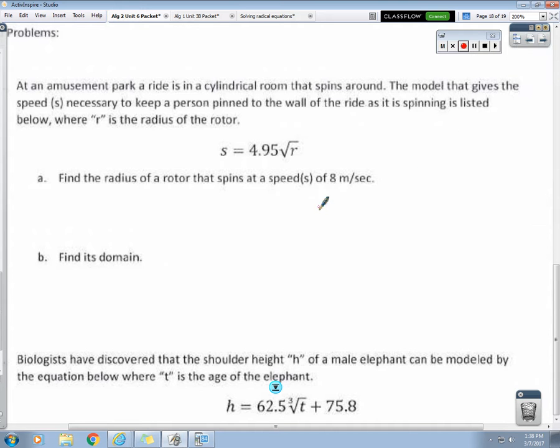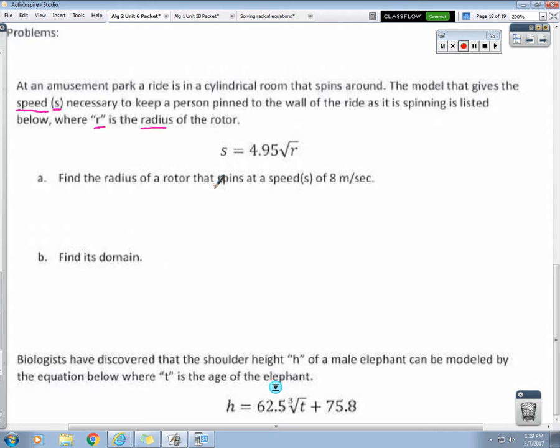The model that gives the speed, S, okay, so you need to underline important information. Speed is represented by the variable S. And it's necessary to keep a person pinned to the wall of the ride as it's spinning is listed below, where R is the radius of the rotor. And honestly, even though this is a word problem, pay attention. It's not going to be hard, Kiara, because they give you your equation. Put it on the wall. Okay, so even though it's a word problem, they give you an equation.